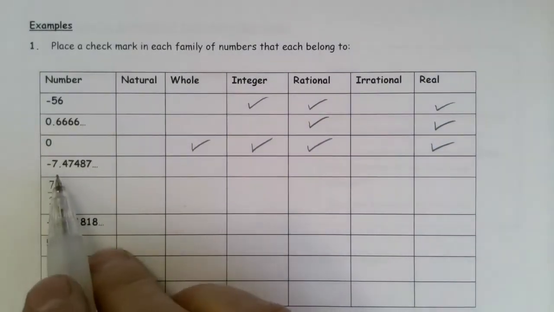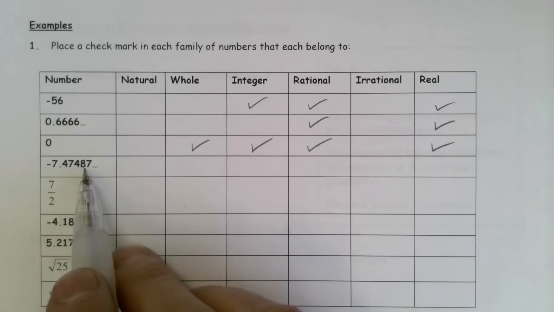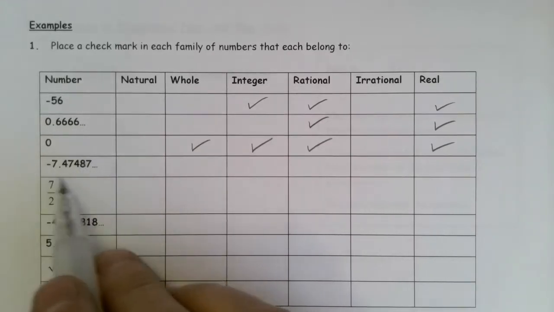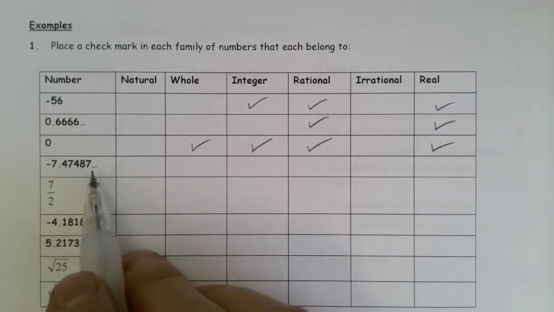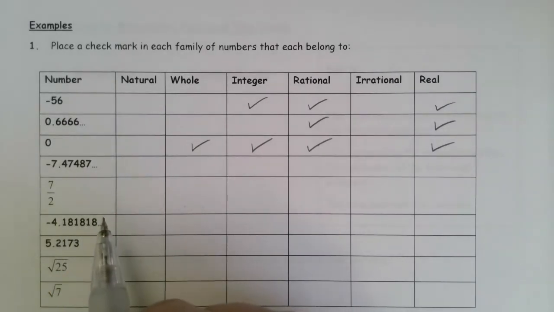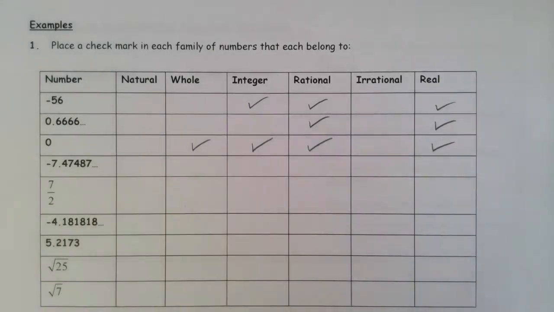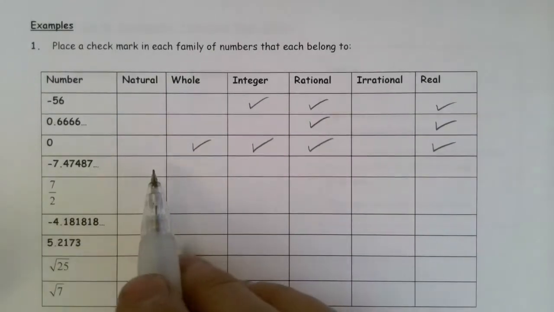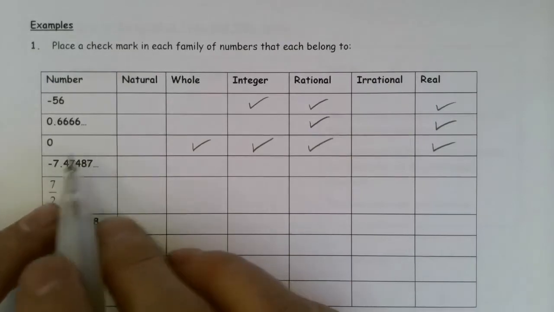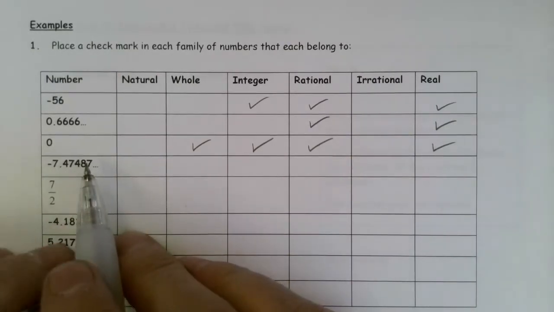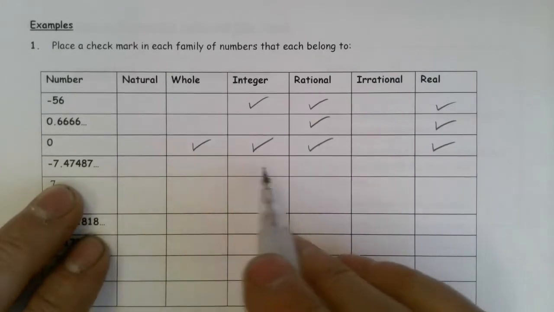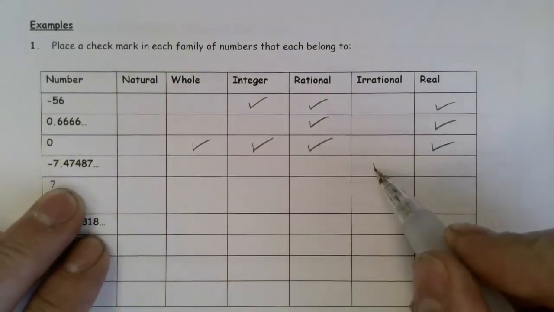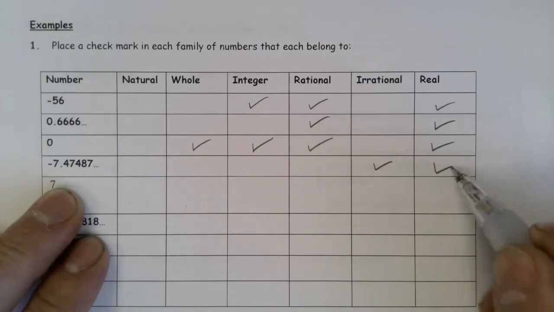Now, negative 7.47487... Now, what I'm supposed to interpret by this is that the decimal here is not repeating, and because of the dot, dot, dot here, it's also not terminating. Now, that's a bit of an assumption because I don't know what else is going on beyond this, but that's what we're supposed to assume. If I don't see a pattern here, I'm supposed to assume that there isn't one. So it's not natural, it's not whole, it's not integer, and it's also not rational. This is definitely irrational. But it would still be real.